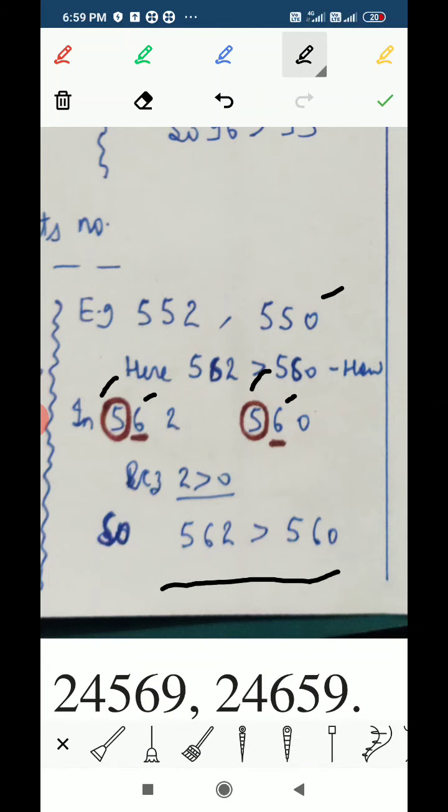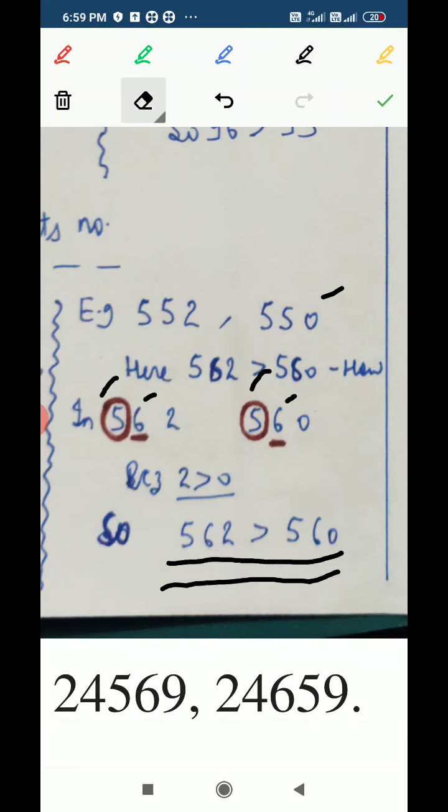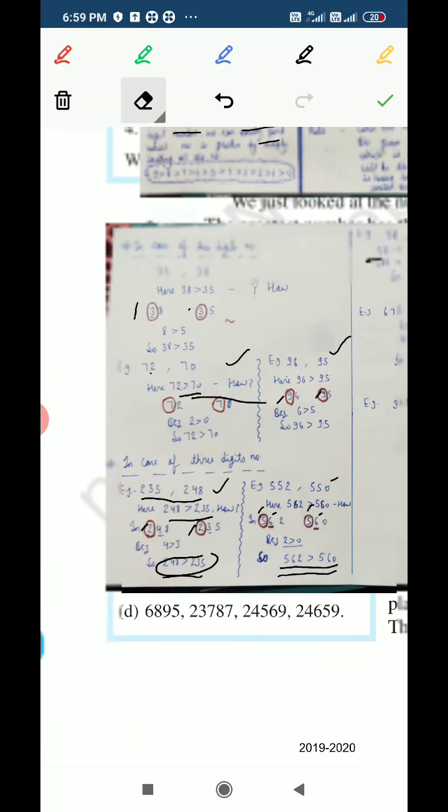So what will we do now? Now we will jump to the next digit, and we see that the next digit is 2 in the first number and 0 in the second one, and obviously 2 is greater than 0. So what will be the conclusion? That 562 is greater than 560. So that's how we find out the bigger and the smaller number in the case of 3-digit numbers. I hope you have understood this.